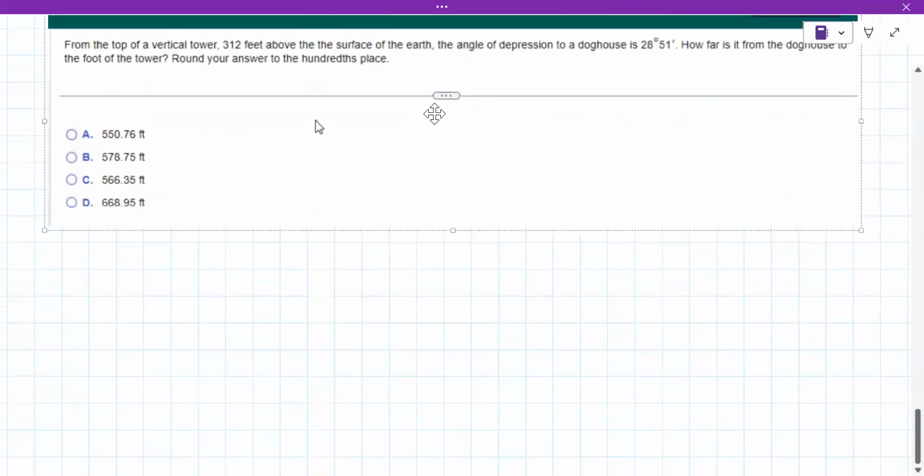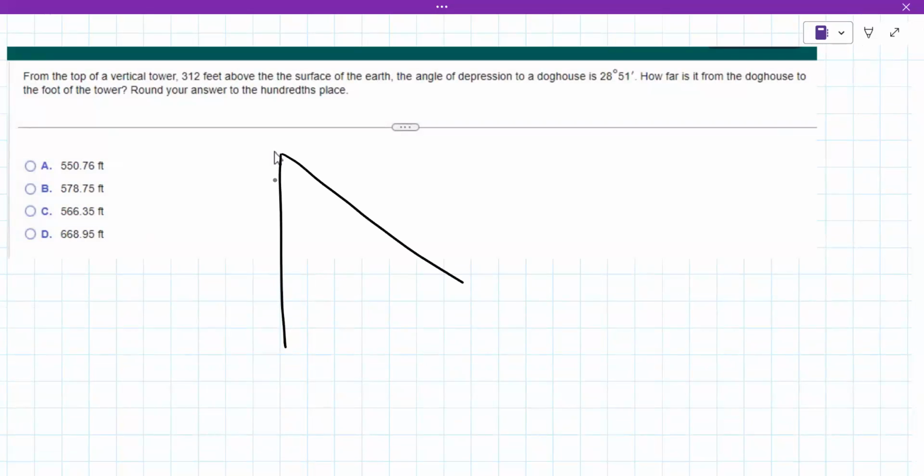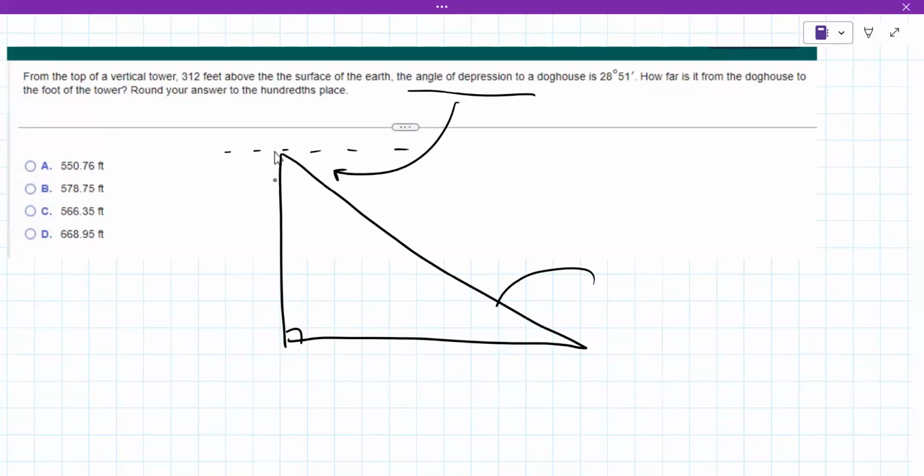All right, so it says that from the top of a vertical tower, which is called at the top, to the surface of the earth, the angle of depression. The angle of depression is this one, which is really the same as this one here. 28 degrees 51 minutes. And then the vertical tower is 312 feet. And we're looking for the distance from the doghouse to the foot of the tower, looking for X.